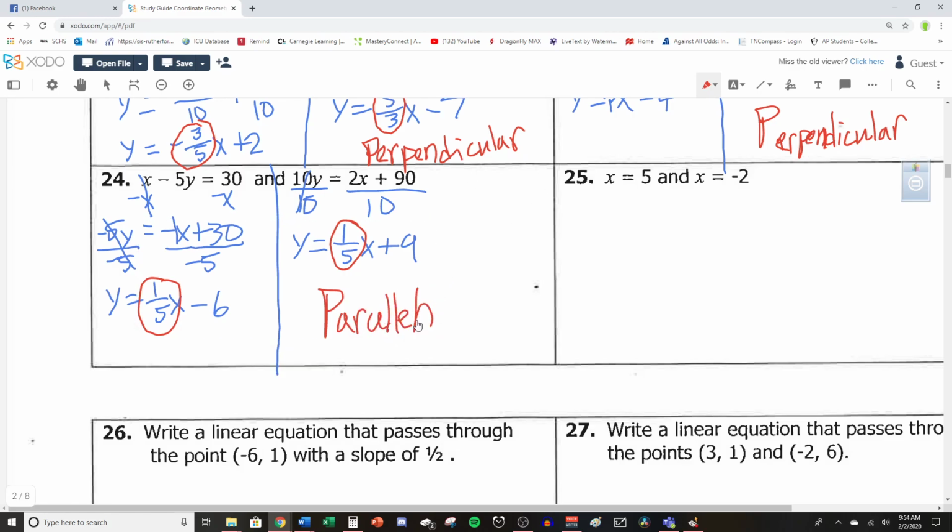Whoops. I need an eraser on this. Screw that out. It's parallel.